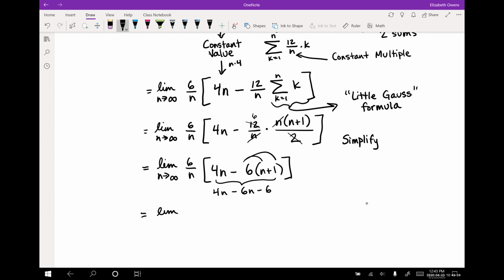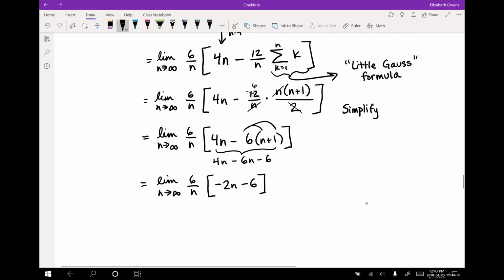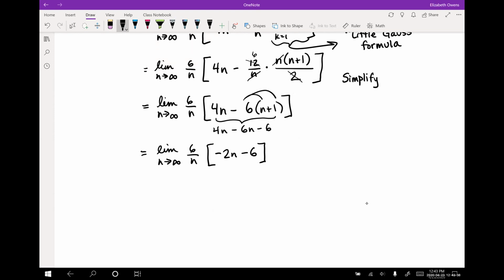So that means we have the limit as n goes to infinity of 6 over n times, that would be negative 2n minus 6 inside there. Okay, and let's distribute again. We're going to take the limit as n goes to infinity, and the n's would cancel there, so we would get negative 12, and then minus 36 over n.